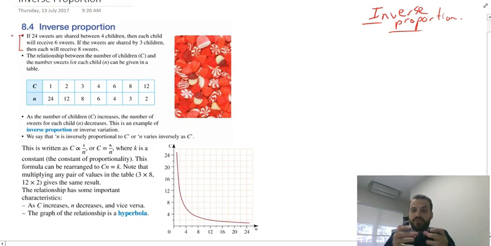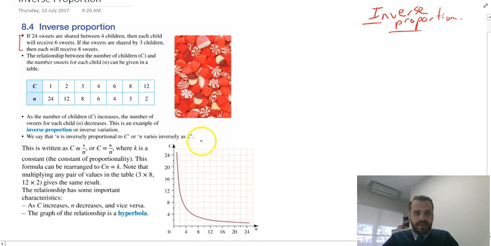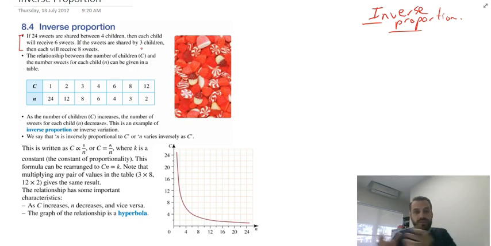Imagine you've got 24 lollies and you're sharing them among 4 children. Now, 24 divided by 4, that's 6. Each child would get 6 sweets. Now, if there were only 3 children, and there were 24 sweets, they'd get 8 sweets. They'd get more sweets because there's less children.